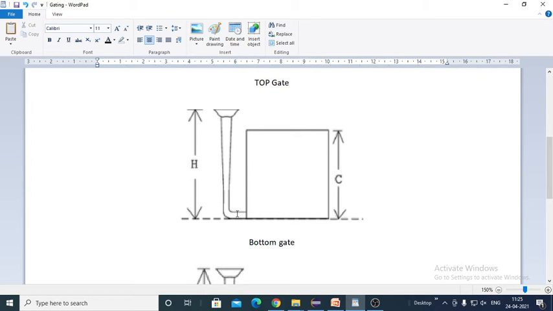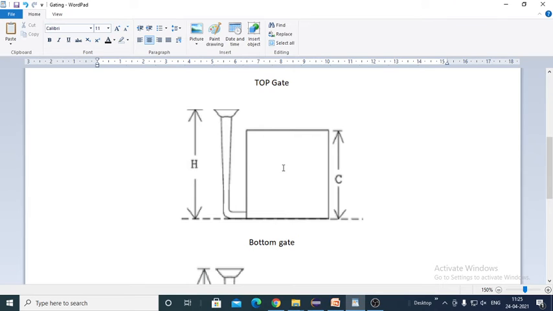bottom gate. The next disadvantage is that a bottom gate creates an unfavorable temperature gradient, so it becomes difficult to achieve directional solidification. That means an unfavorable temperature gradient occurs in the bottom gate. These are the limitations of the bottom gate.